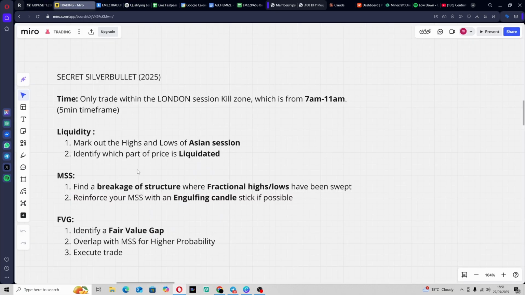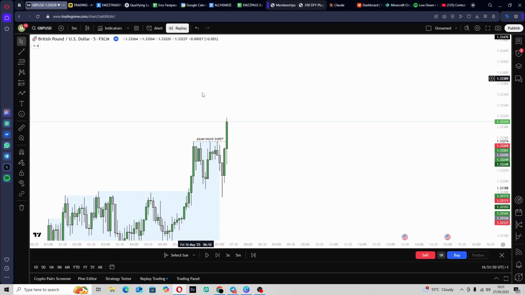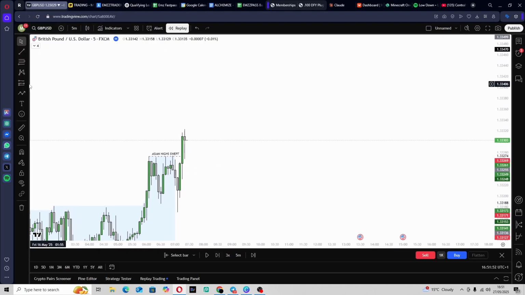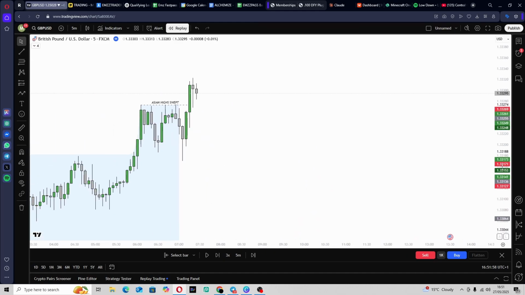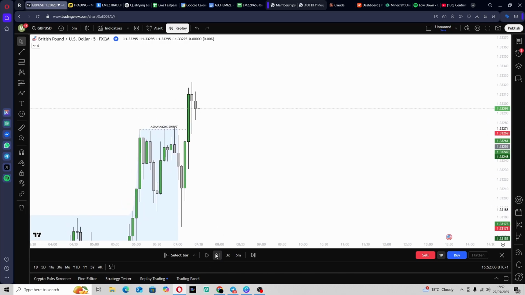So as soon as the Asian highs get swept, this is what we need to do from now on, okay? We need to find a break of structure towards the downside where a fractal low has actually been swept, and we can reinforce our market structure shift with an engulfing candlestick if it's possible, right? So we are looking for price to give us a movement which goes like this towards the downside, so we can trade the reversal, right? All we're looking for is a market structure shift.